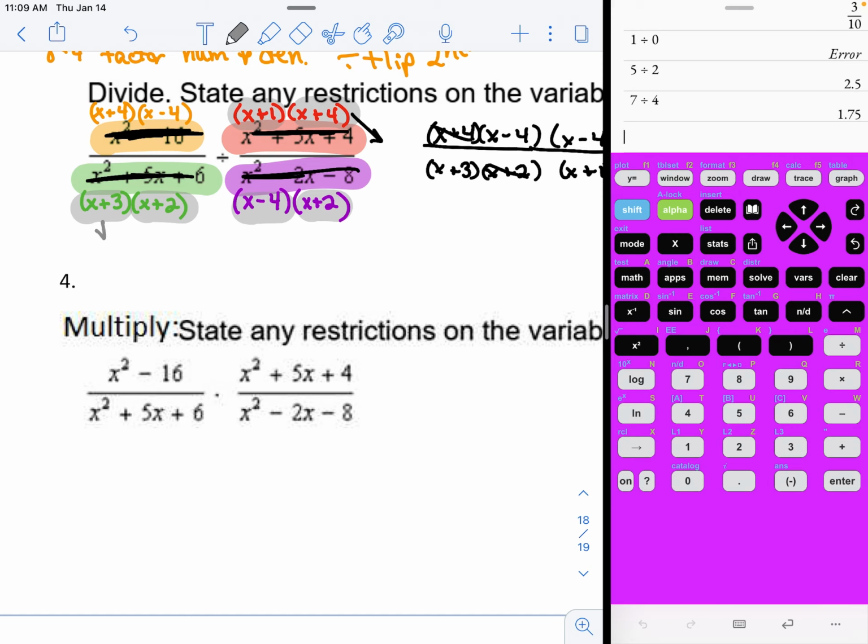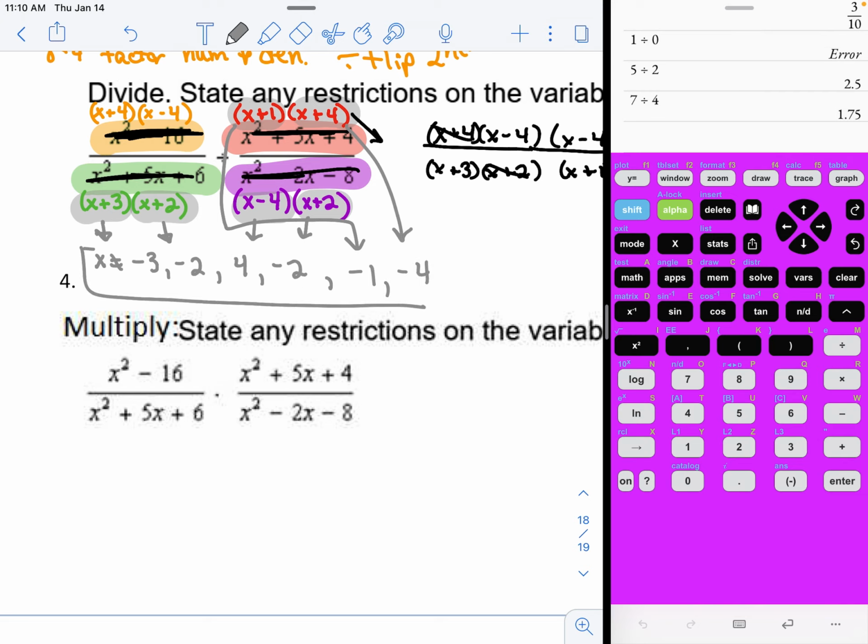So this one, if you set it equal to 0 and solve, x cannot be negative 3. This one, x cannot be negative 2. This one, x cannot be positive 4. This one, x cannot be negative 2. Up here, that top red one, you can't see where I'm pointing. There you go. X cannot equal negative 1, and here x cannot equal negative 4. Now, if I repeated any, it wasn't necessary for me to repeat them. I just didn't have to write negative 2 twice, but those are the restrictions.